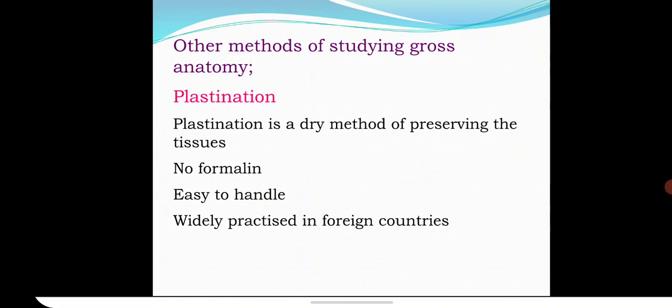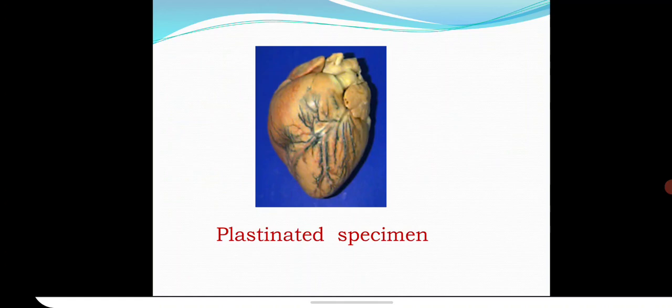Other methods of studying gross anatomy, apart from doing dissection in the cadavers, we can study with the use of plastinated specimens. Plastination is a dry method of preserving the tissues, in which formalin is not used, easy to handle, widely practiced in the foreign countries. So these are the examples of the plastinated specimens. They will be like dry models. You can hold it in your hands and study, in which formalin exposure will be minimal for the students and for the staff.